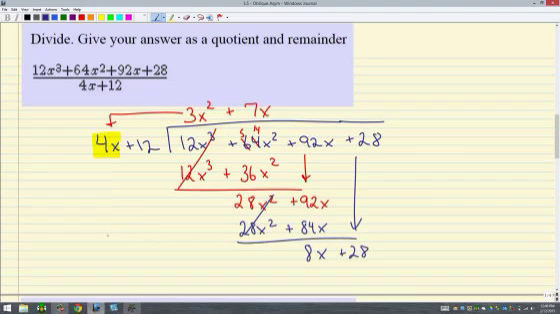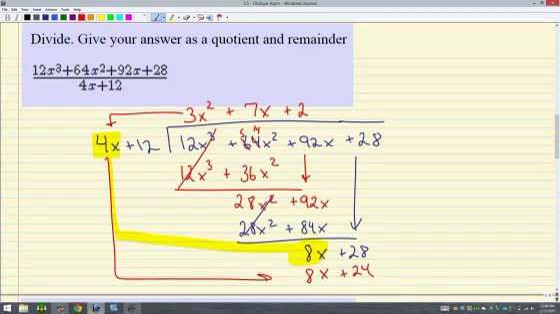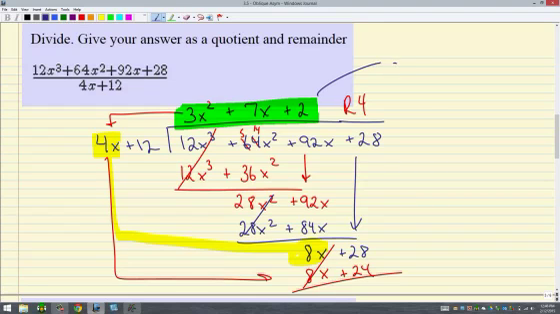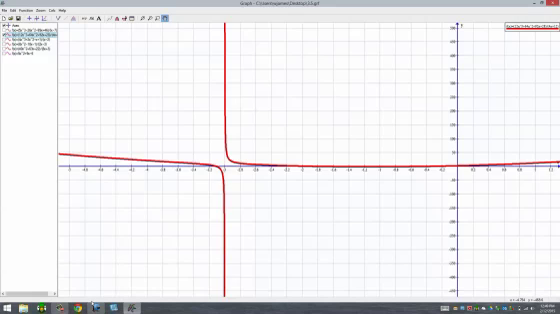And then one more time. What do you multiply 4x by to get 8x? I think that's a 2. So when you do the multiplication, you get 8x plus 24. Subtract, and again you get a remainder of 4. And this guy, this is our oblique asymptote. Let's go to the graph.